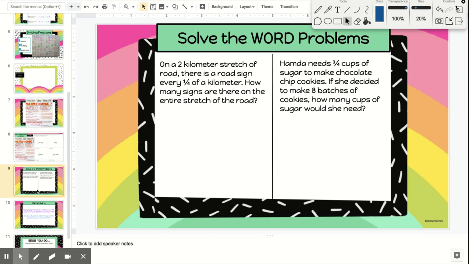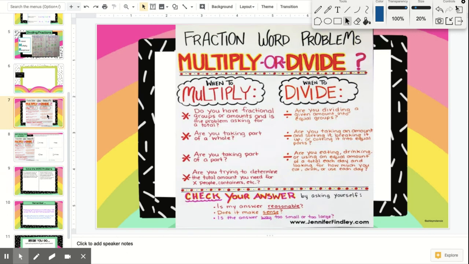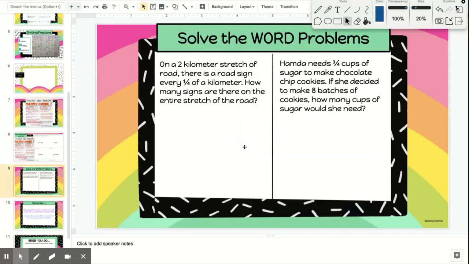What I want you to do is go back a couple slides to the anchor chart, and if you can't tell if it's multiplying or dividing, ask yourself these questions and see if that helps you. Let's say you solved it as a multiplying problem, and you're checking for reasonableness, asking yourself, does this make sense? If it doesn't make sense, then maybe it was actually a division problem, so you might have to rework the problem using the other operation. So pause the video, solve these 2 problems. You don't need to write the word problem out on your paper. Just show the work and then press play when you're ready.